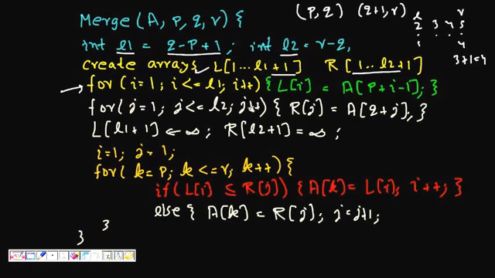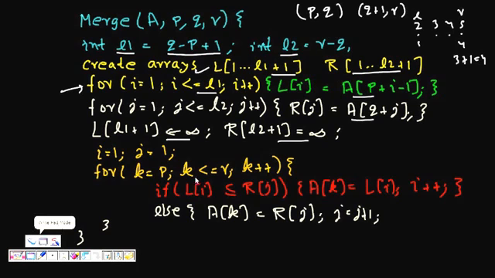So now, I goes from 1 to L1 and we copy here. Next, in the last index we put infinity. Okay, so now let's see. We want to combine. So how do we combine?